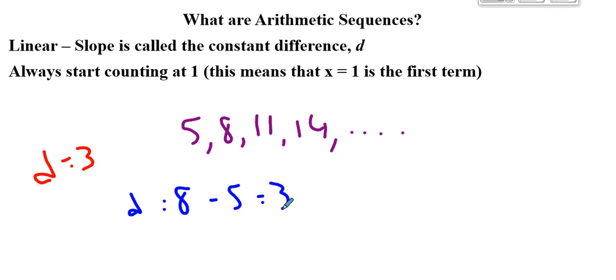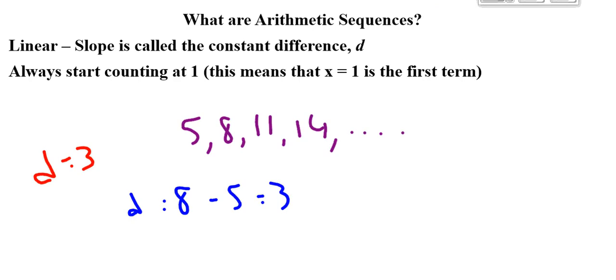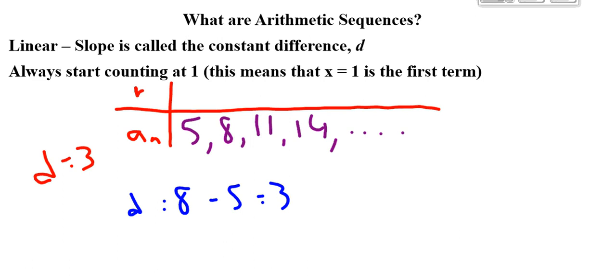Now, this is a sequence, so when we're looking at this, we also know that 5, 8, 11, and 14 are the actual terms. We call them a sub n, where n refers to the number. That is, we typically always start counting at 1, which means 5 would be the first term, 8 would be the second term, 11 would be the third, fourth, and so on.